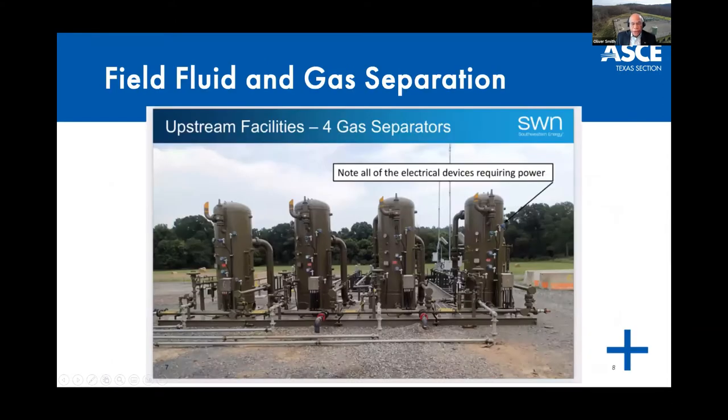Now take a good look at this well production separator bank. I want you to notice two things. First, the number of control valves used to control flow through the separation stage of the upstream production process, and the exclusive application of electrical power for the separator process controls, including these valves. What does this tell you about upstream production vulnerabilities?